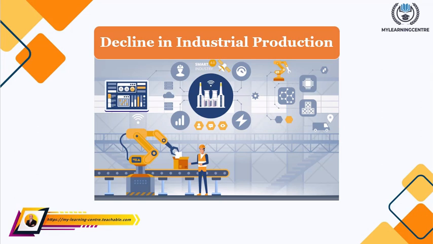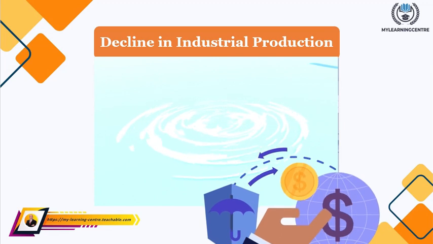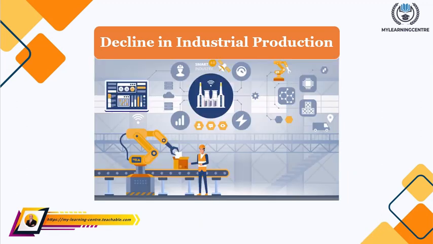How does decline in industrial production happen during a recession? You may ask. Well, the industrial sector is an important part of any economy. It is responsible for producing the goods and services that are essential for a country's economic growth. During a recession, industrial production often takes a hit. This can have a ripple effect on the entire economy. When a recession hits, consumers tend to cut back on their spending. This means that companies have to reduce their production levels in order to keep up with the reduced demand. This leads to a decrease in industrial production.